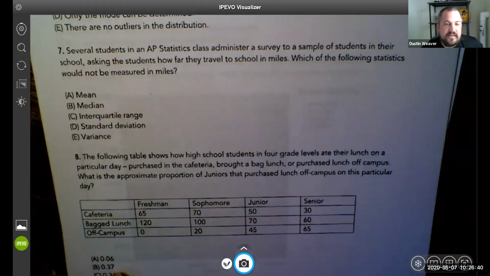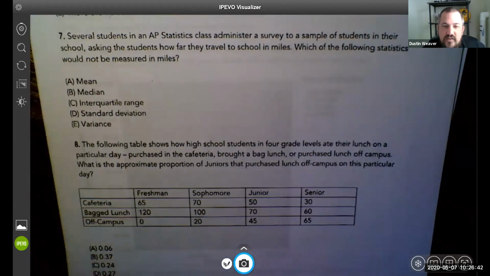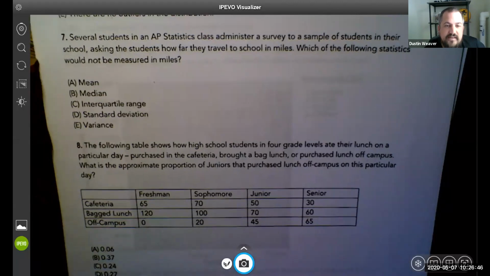Okay, number 7. Several students in an AP statistics class administer a survey to a sample of students in their school, asking the students how far they travel to school in miles. Which of the following statistics would not be measured in miles?